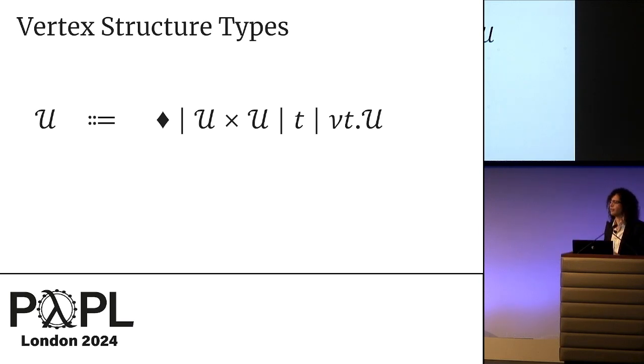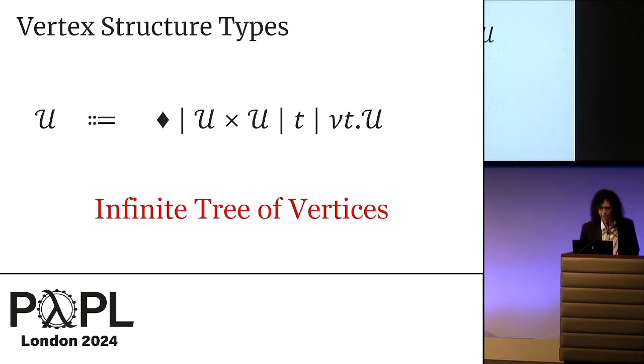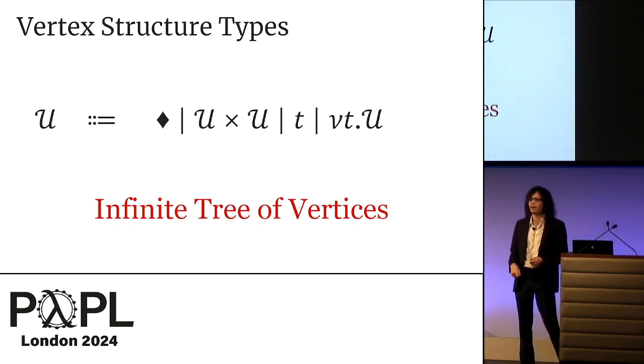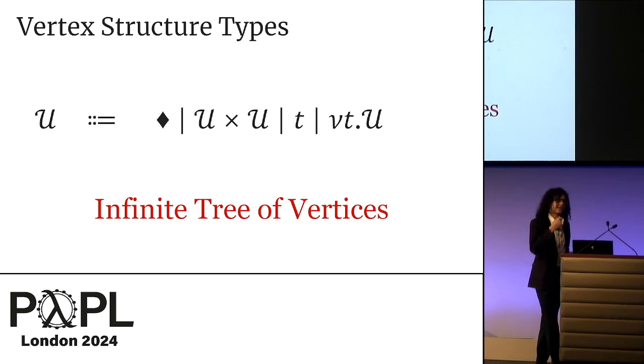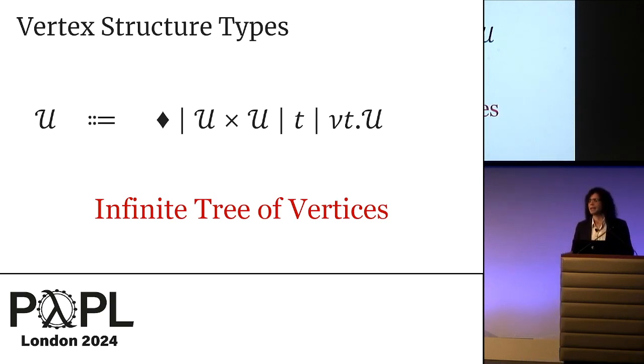Now, why do we have these type constructors? It's because they allow us to describe the type of any infinite tree of vertices. And that's important because that means that every data structure can be represented by a vertex structure that is well typed.